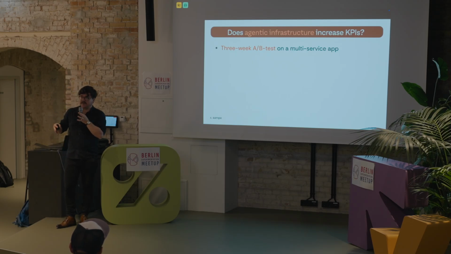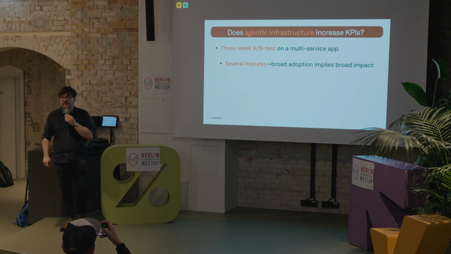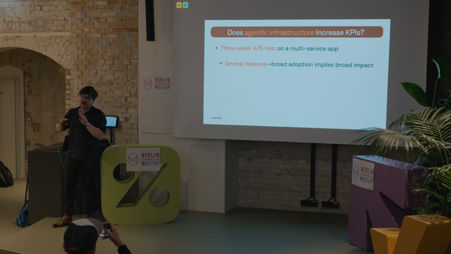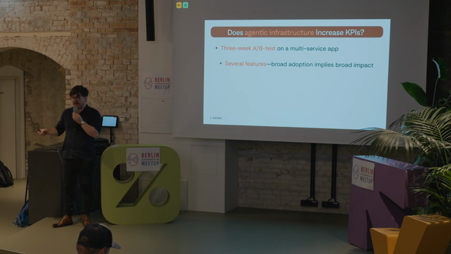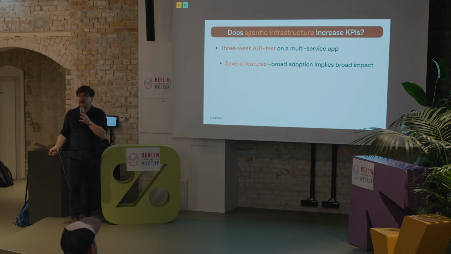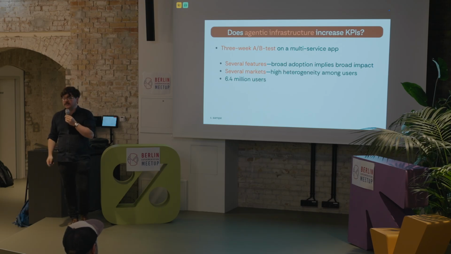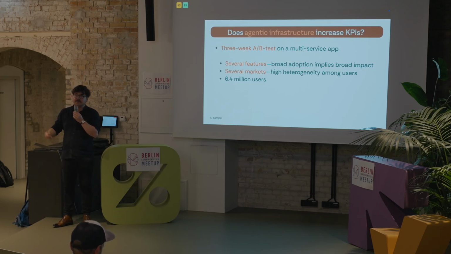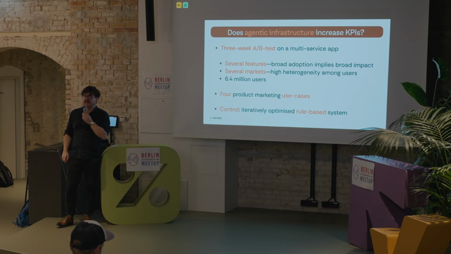There's been a lot of investment in that, and then what we were sort of able to do for them with the agents. The fact that it's a multi-service app is really nice, because you get this large heterogeneity of features, which means there's a lot of space for impact, because you have all of these different aspects that can benefit from shared learning. There were several markets, which means there are high differences among users, which is also going to be very valuable. And we had around 6.4 million users in the test.